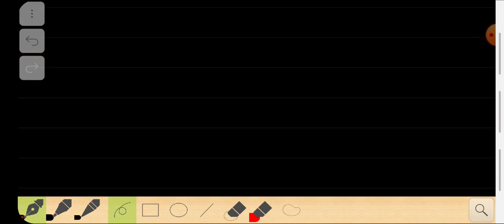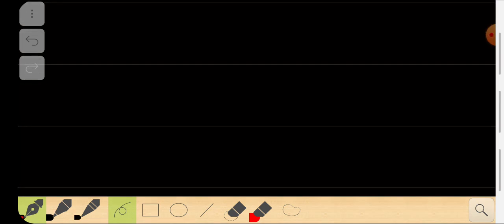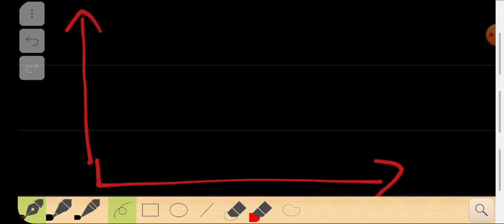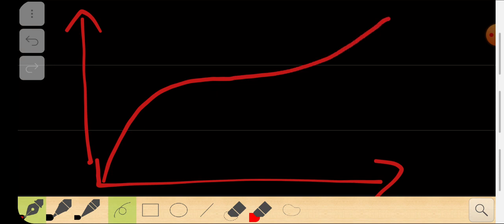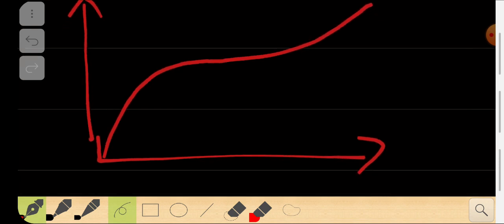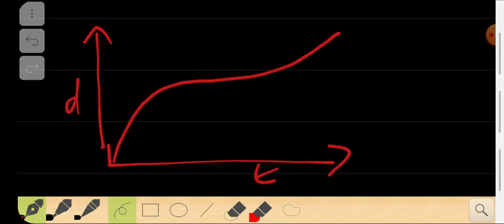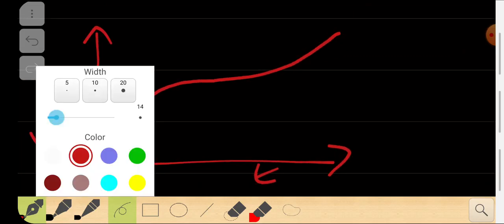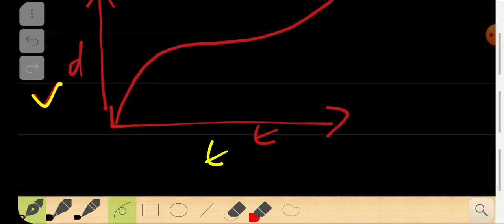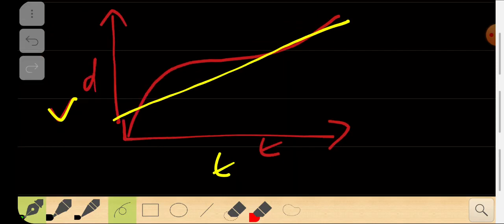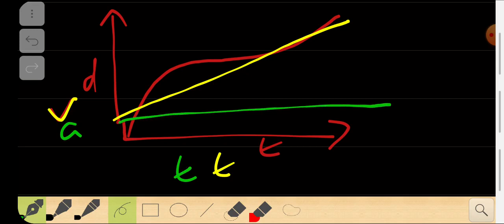Now if you look at these three curves, you will find that the displacement time graph looked something like this, right? And this is the displacement versus time graph. Now the velocity time graph, if I draw it in the same plot itself, will look like that. And the acceleration, which is the third one, acceleration versus time, looks like a constant, right? So that's how these three graphs look like.